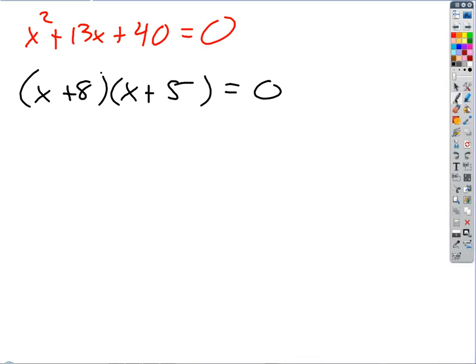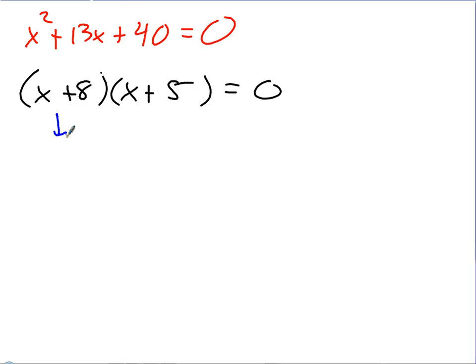Okay, and then all we got to do to get our answers is we just have to ask the question. Now, if I know that x plus 8 times x plus 5 equals 0, only way that can happen is if either x plus 8 is 0 or x plus 5 is 0. What's the x value that we could plug in that would make x plus 8 equal to 0? Negative 8. So x equals negative 8, or what's that one going to be? Okay, which one is the next question, right? Yes, ma'am.